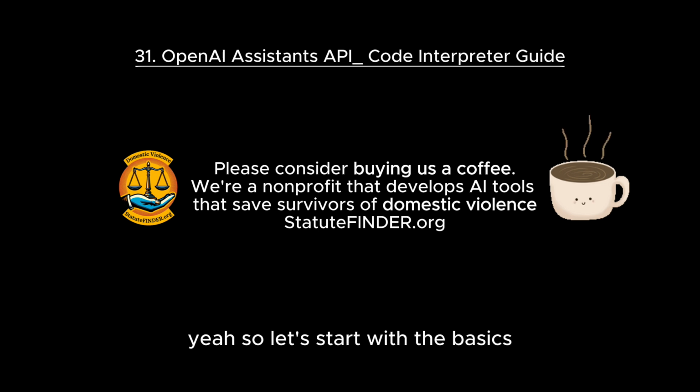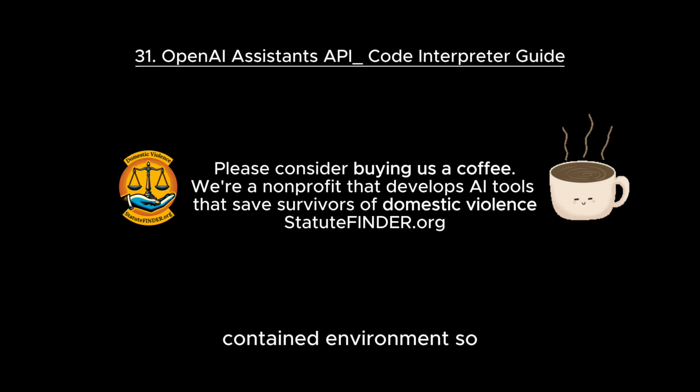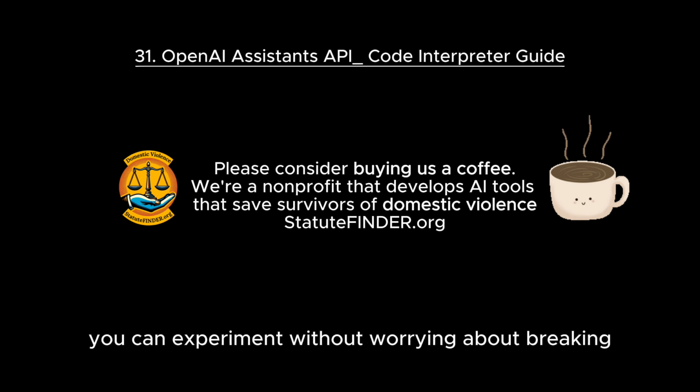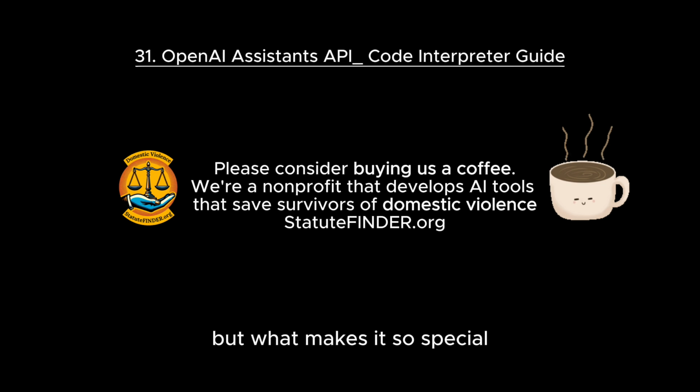Yeah. So let's start with the basics. What exactly is code interpreter? It's basically a tool within OpenAI assistants that lets you write and run Python code. Okay. The cool part is it's a safe, contained environment so you can experiment without worrying about breaking anything. Okay, so it's like a sandbox for Python code. Yeah. But what makes it so special?